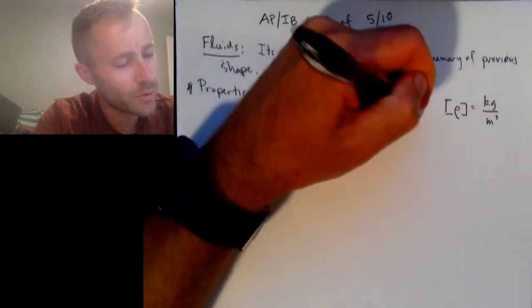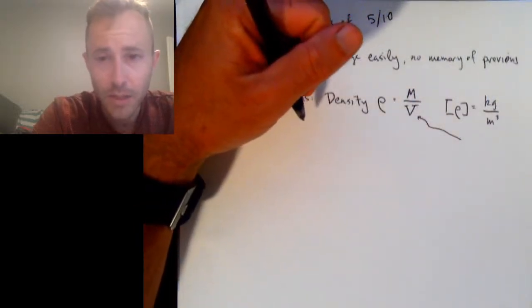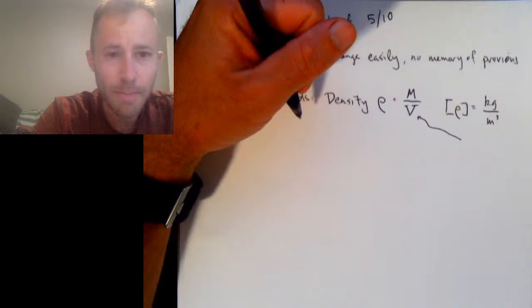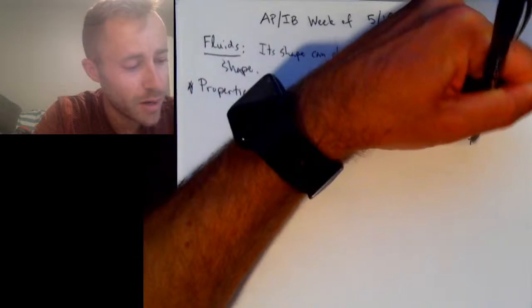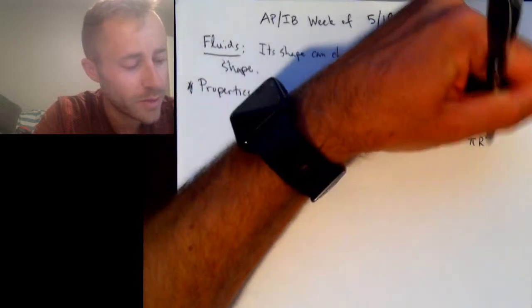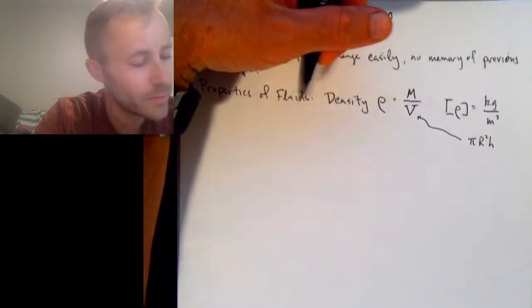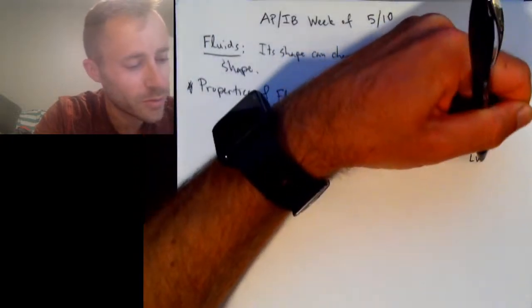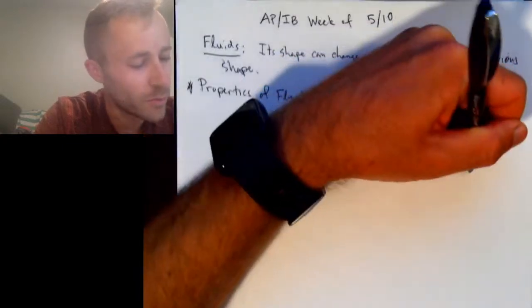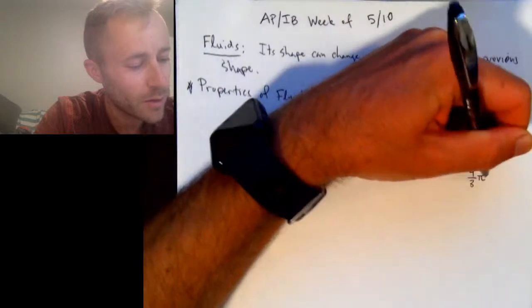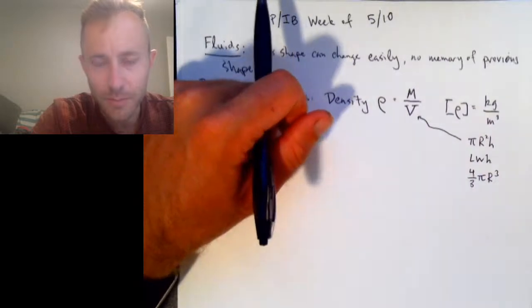Typically, this volume depends on the shape of the container. If this were a cylinder, it would be pi r squared h. If it were a rectangular prism, it would be length times width times height. If it were a sphere, it would be 4/3 pi r cubed. So just whatever the shape of the container is.